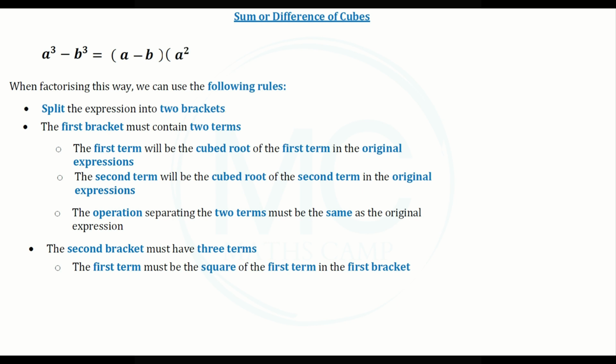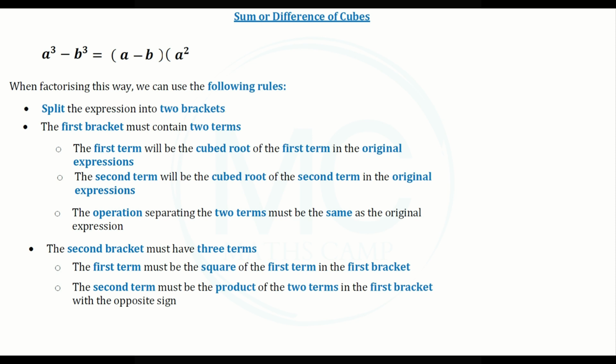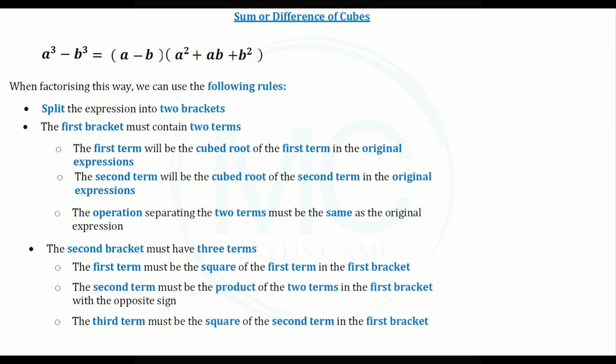The second term is the product of the terms in the first bracket with the opposite sign. In our first bracket, we have a and negative b. Multiply them together and we get negative ab. Change the sign and we get positive ab. So we can write this in here. Finally, to find the third term, we square the second term in the first bracket. The second term here is negative b, square it, and we get b squared. And now we can close our bracket.